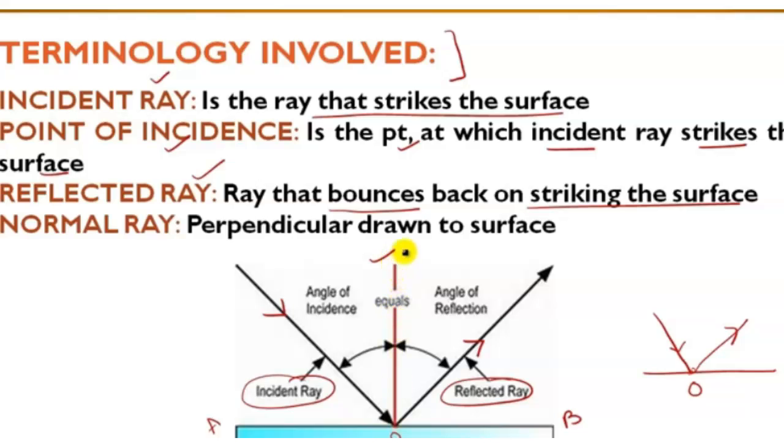So students, as you can see, this is the normal. We draw it with n. I have already told you this happens at the point of incidence, the perpendicular line. That's called normal. These are the very basic things. You can see incident ray, reflected ray. This is incident ray, this is reflected ray.